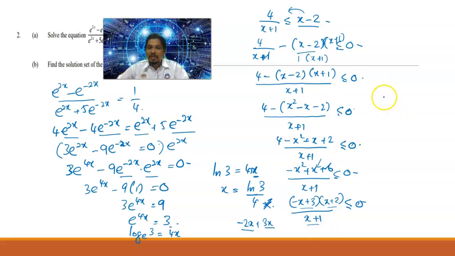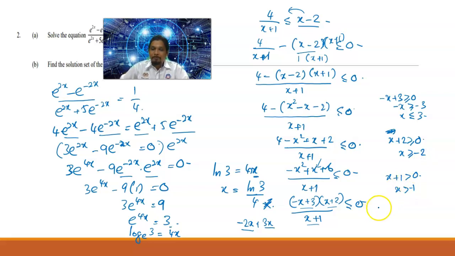So now we have 3 different linear factors. So let's assume that everything is positive. Negative x plus 3 is greater than or equal to 0. Now, x plus 2 is greater than or equal to 0. But the denominator cannot be equal to 0, so x plus 1 is greater than 0 only. Then negative x is greater than or equal to negative 3, so x is less than or equal to 3, x is greater than or equal to negative 2, and x is greater than negative 1.